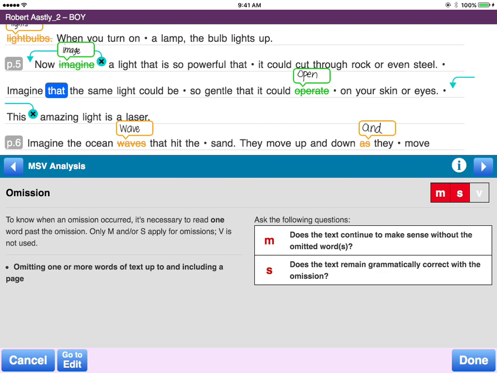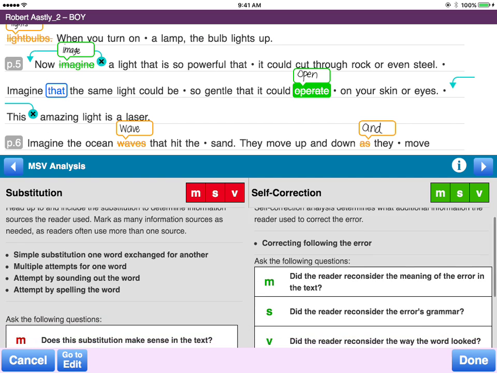So then now we go down to the line below it where it says imagine that. This word was omitted. So when a word is omitted, you have to go to the word after that one, in this case, imagine that the same light, the word that was omitted. So we ask ourselves, when that word was omitted, did it still make sense? Imagine the same light. Yes. Did it still have structure? Was it grammatically correct? Imagine the same. Yes. So that's why we chose M and S for that particular miscue.